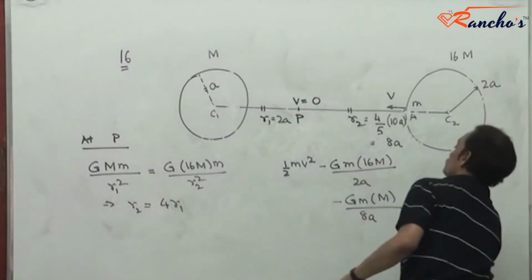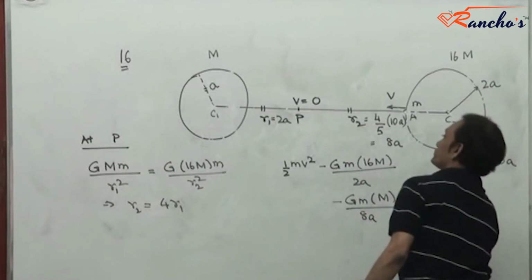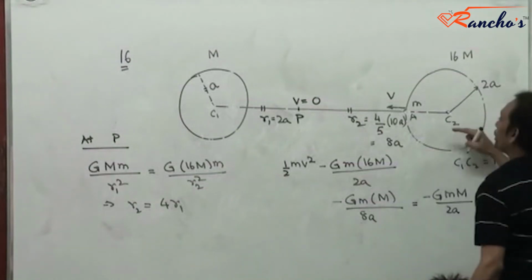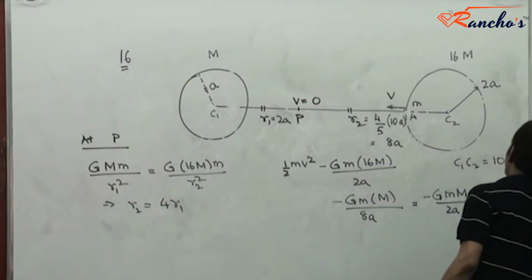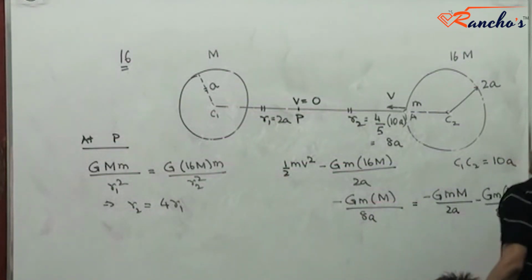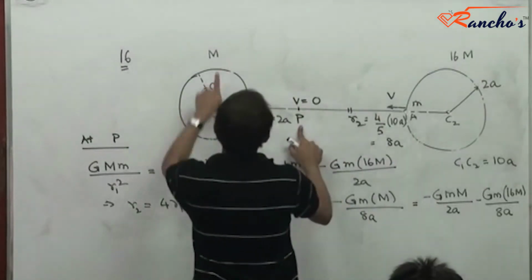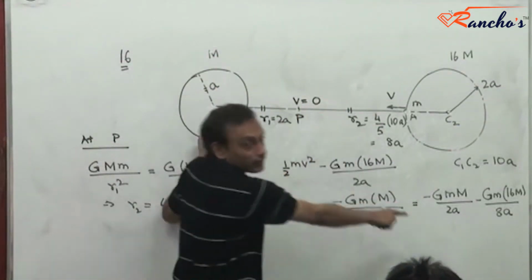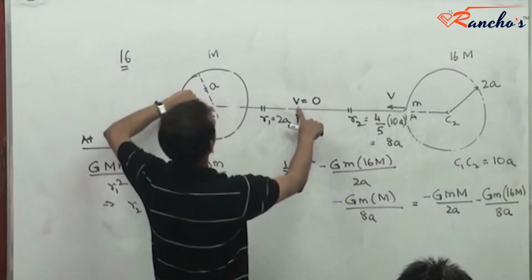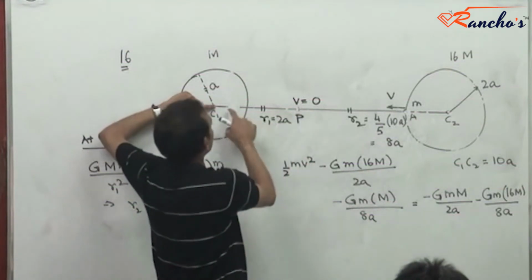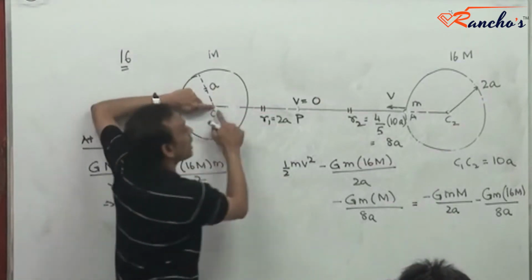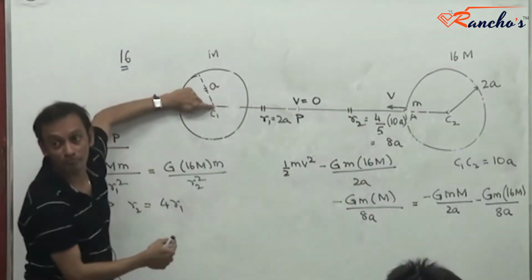At P, because of the smaller star, it's going to be minus G small m capital M divided by 2a, and because of the other star, it's going to be minus G times small m into 16M divided by 8a. This distance is 2a. Distance from the center of this is 2a. Take care. R1 and R2 are distances from the centers to P.